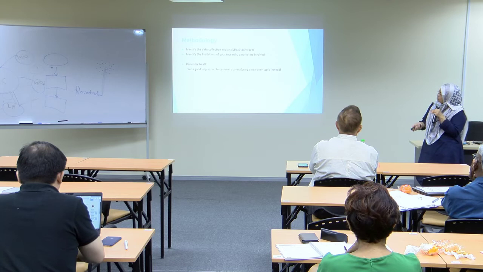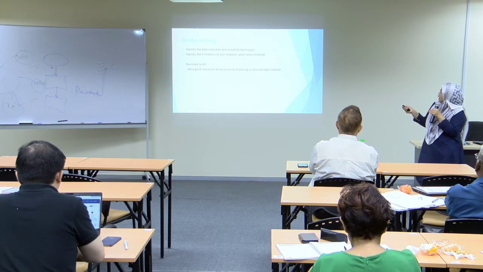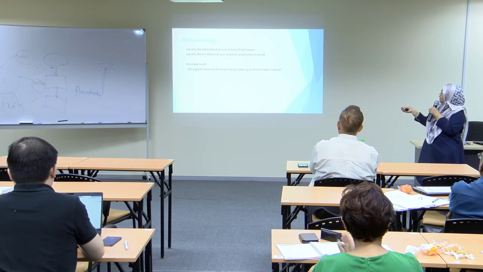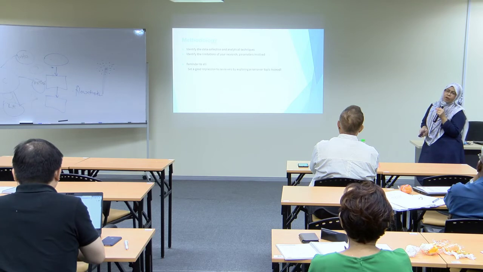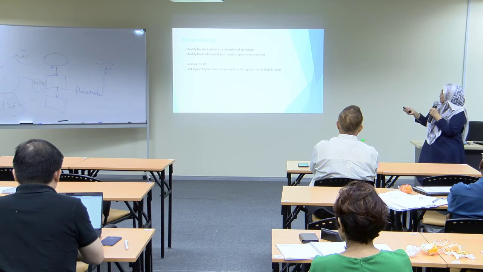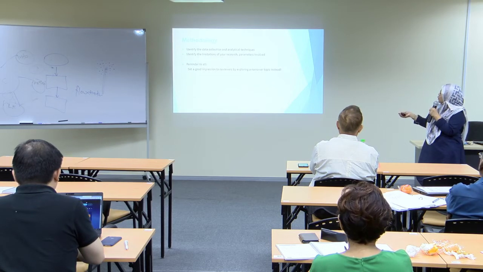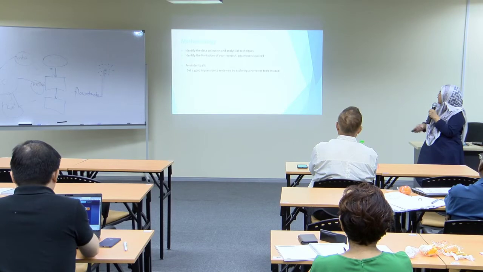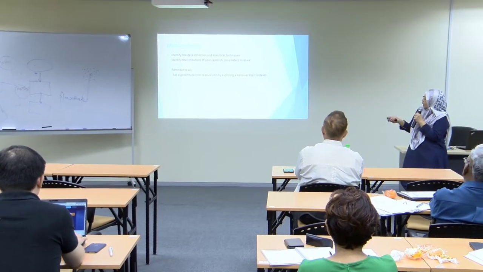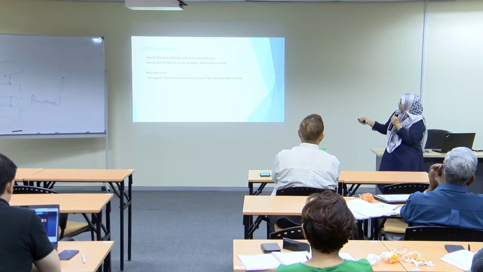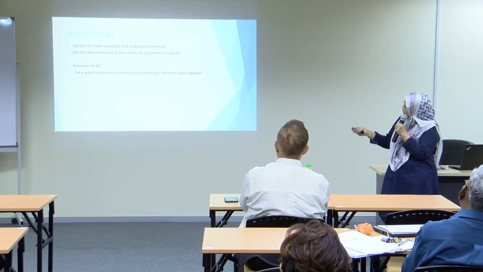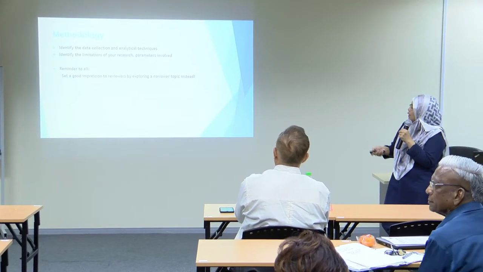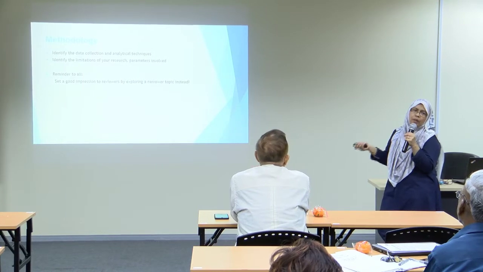It is for you to really understand what you want to do, okay? And then identify the limitation of your research, the parameters involved, okay? And what are parameters involved, the variables involved. So in your research, you have already set them. And set a good impression to the reviewer by exploring a narrower topic instead. Okay, so you can check the topics that are really related to what you want to do.